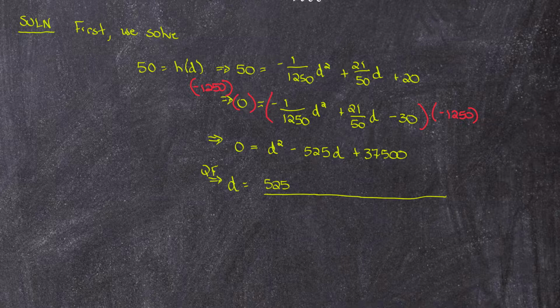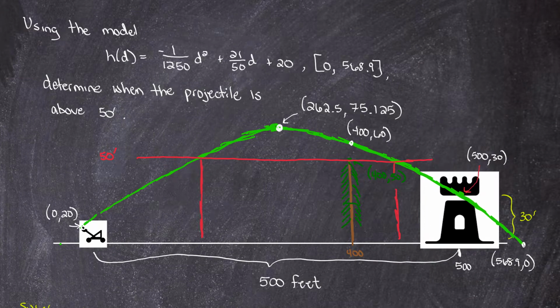In this case, the projectile is above 50 feet in height from roughly the 85.3 foot mark to the 439.7 foot mark. In interval notation, you can see right here, it's just this parenthetical notation, (85.3, 439.7).